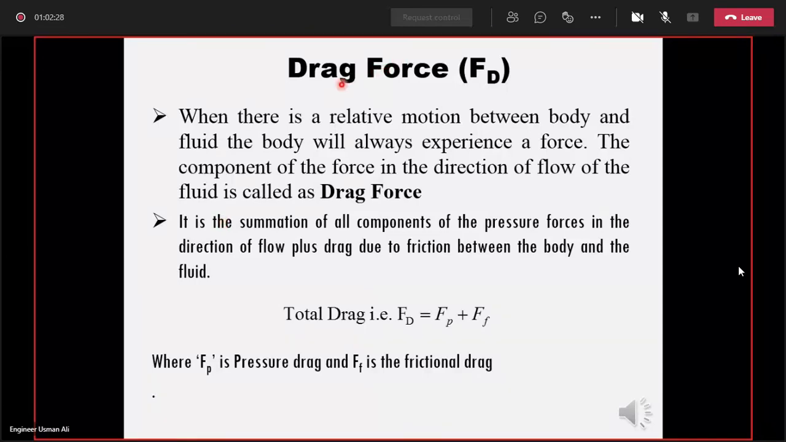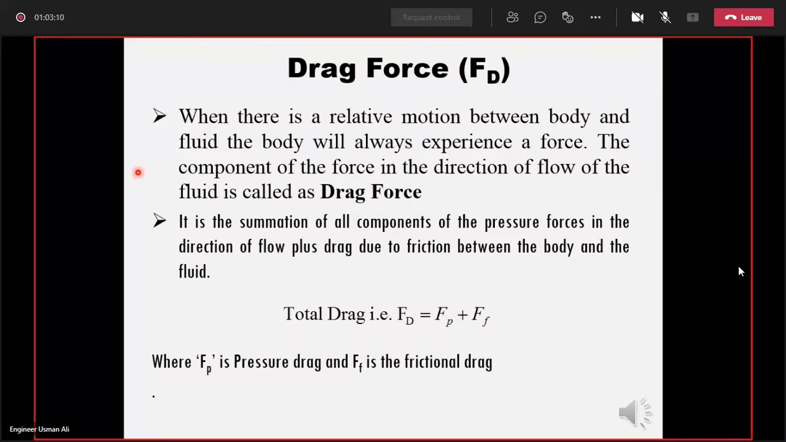Next is the drag force. Now what is drag force? As already explained, whenever there is relative motion between a body and the fluid, and the body is immersed in the fluid, the body will always experience a force. The component of this force in the direction of flow of the fluid is called drag. So drag force is the component of the force of the fluid in the direction of flow experienced by the immersed body. Mathematically, it is a summation of all components of the pressure forces in the direction of flow of the fluid plus drag due to friction between the body and the fluid.